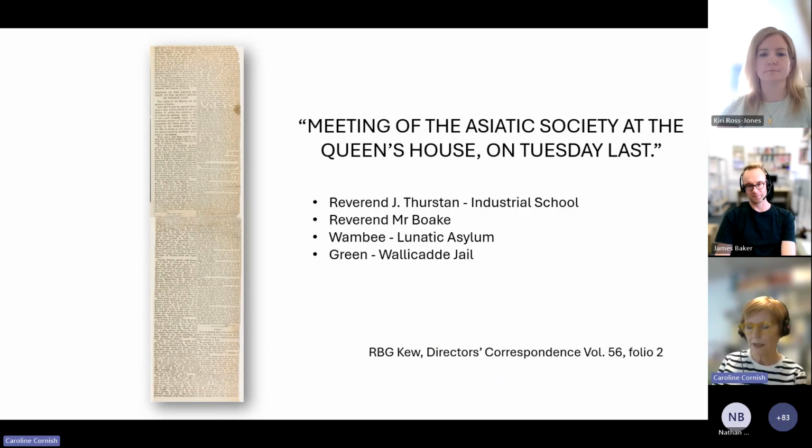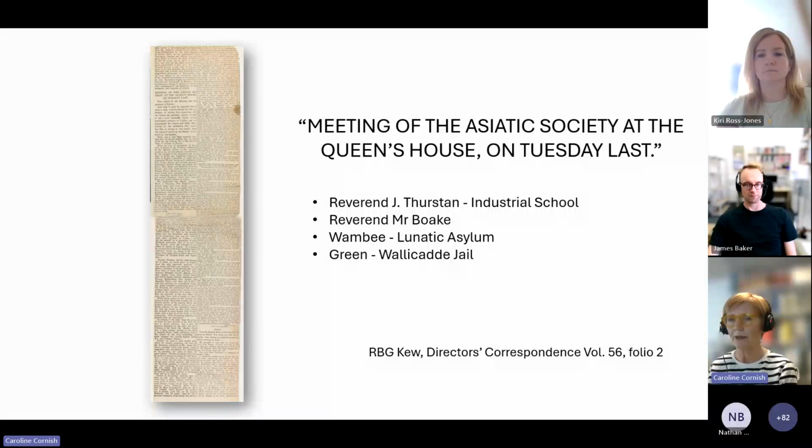Also in the director's correspondence is this article from the Ceylon Observer, which tells of a meeting of the Asiatic Society of Colombo in 1861. This meeting featured a display of Ceylonese products, including living plants and fibres produced at local bazaars. And apart from Ferguson, other contributors included the Reverend J. Thurston from the Industrial School, the Reverend Mr. Boak, Mr. Wamby from the Lunatic Asylum, and Green from the Walikadi Jail. And this shows the extent, I think, to which economic botany was of interest to colonial residents from all walks of life. But it also reveals Ferguson embedded in a network of disciplinary and penal institutions.